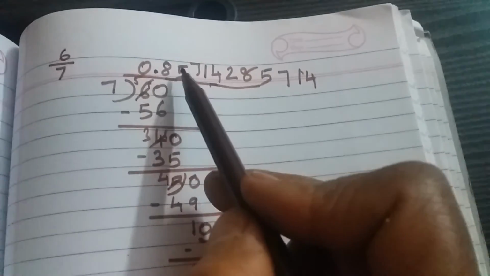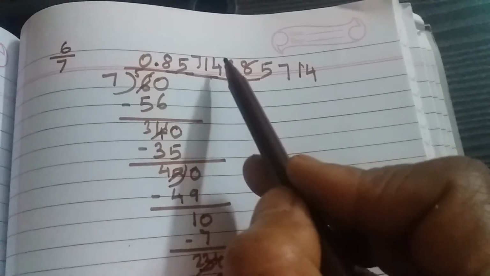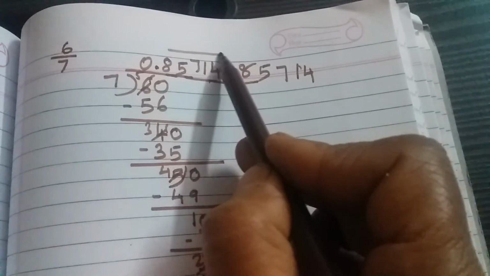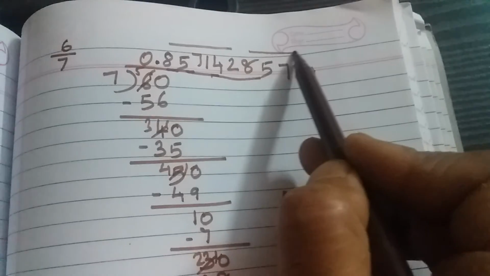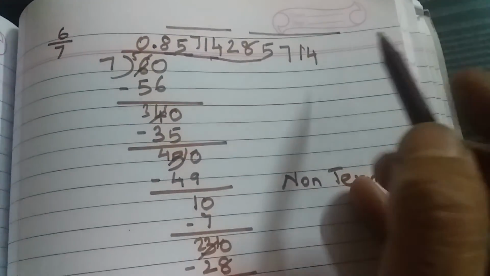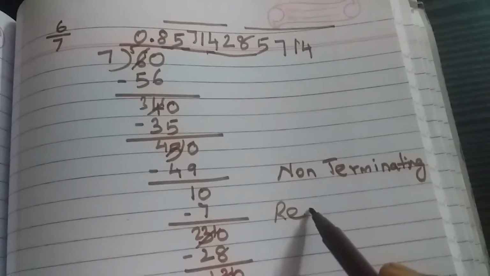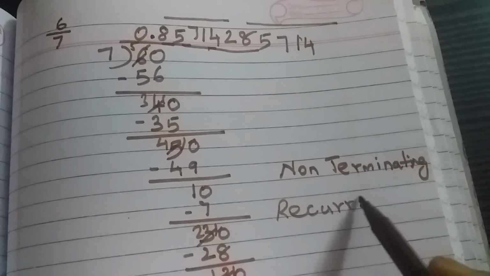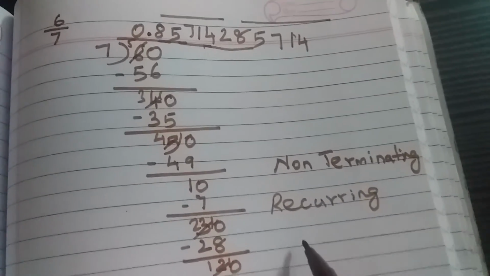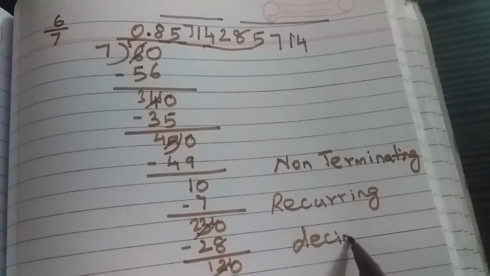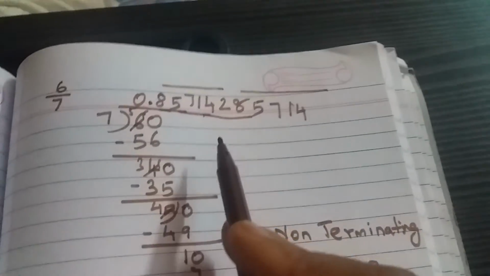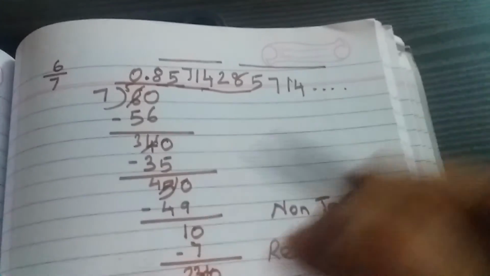And one more thing, look at the quotient, the digits are the same digits, 857142. Again 857142. So however long you divide, these digits will be repeating. That is called recurring. Repeating is called recurring. So this is called a non-terminating recurring decimal. As there is no end, it goes on and on.